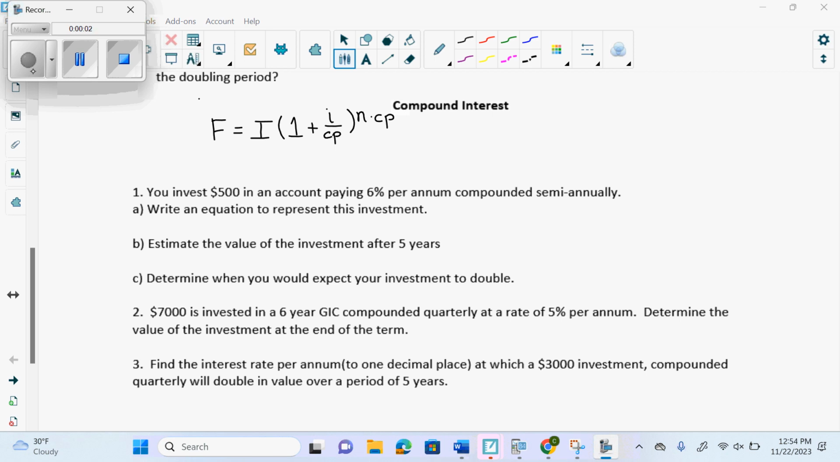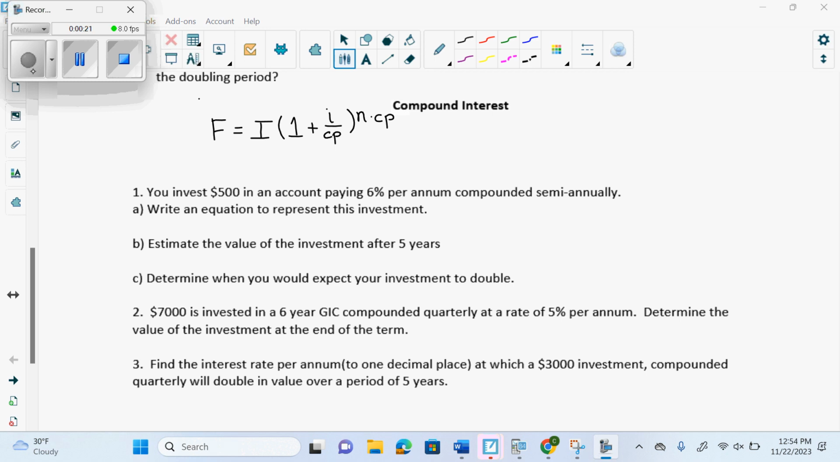This is compound interest. It looks like the accumulated or increasing appreciation formula, but it has CPs. Now, CPs are compounding periods. Everyone paying attention so that you understand why we use this. Okay, what is a compounding period? Well, if something was compounding monthly, everyone paying attention?